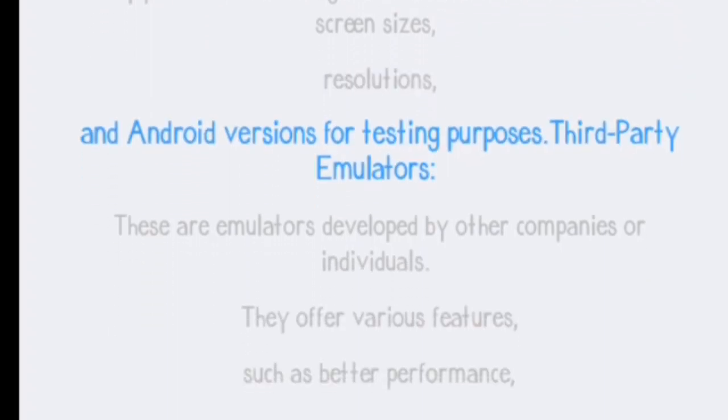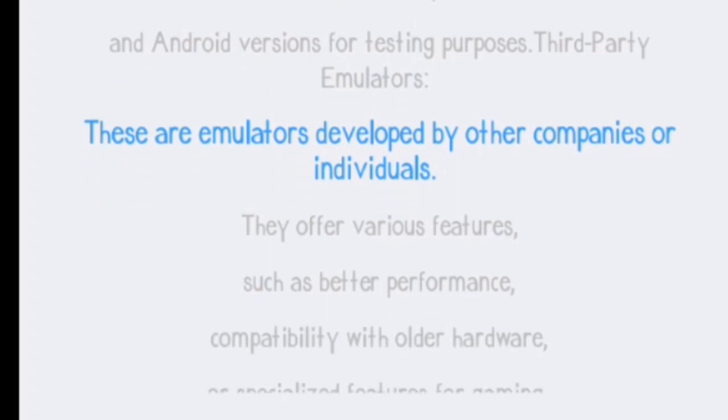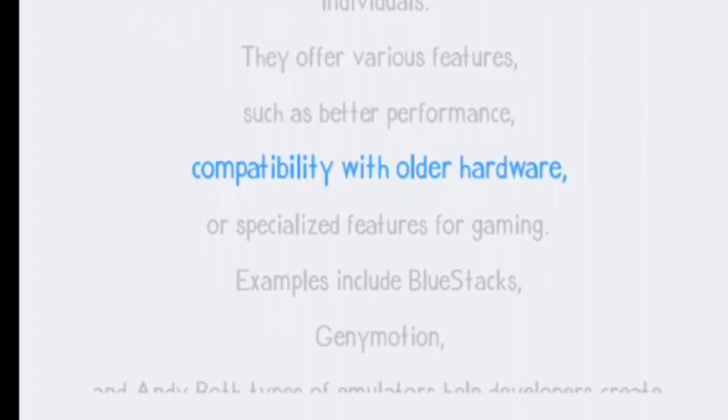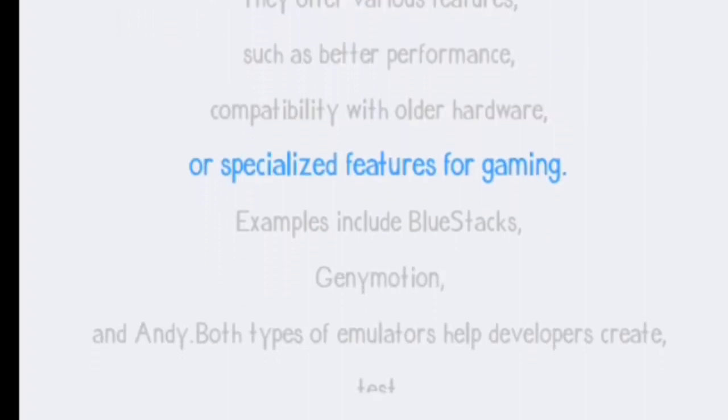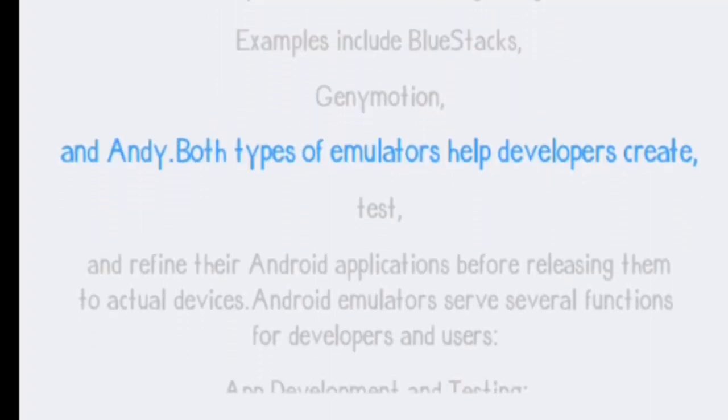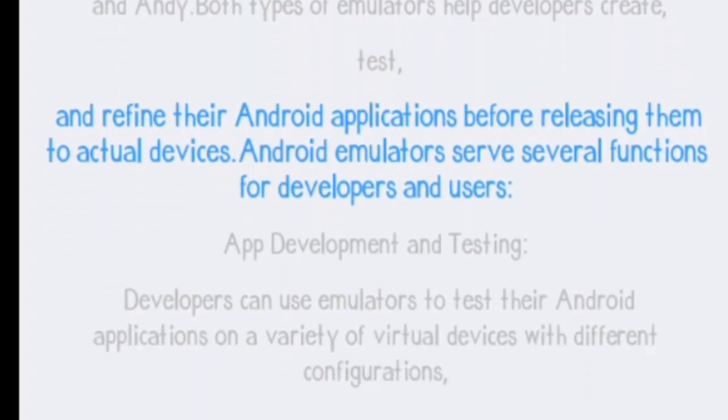Third-party emulators. These are emulators developed by other companies or individuals. They offer various features, such as better performance, compatibility with older hardware, or specialized features for gaming. Examples include BlueStacks, Genymotion, and Andy. Both types of emulators help developers create, test, and refine their Android applications before releasing them to actual devices.